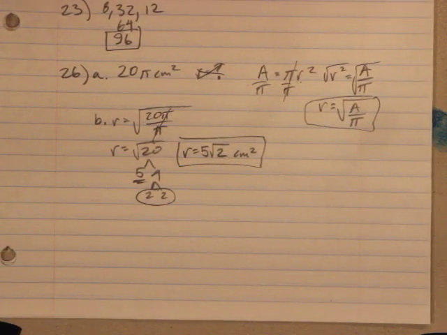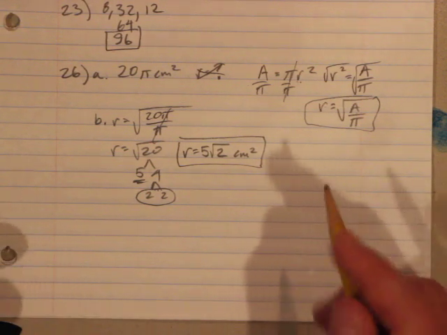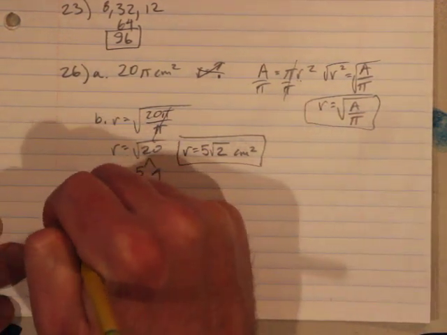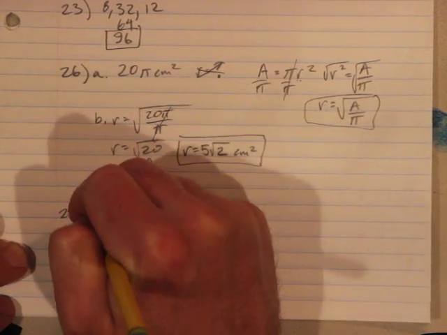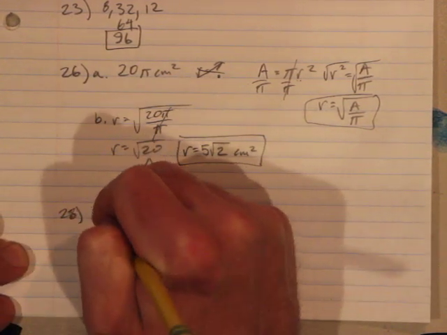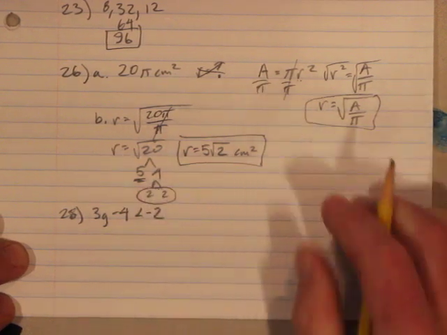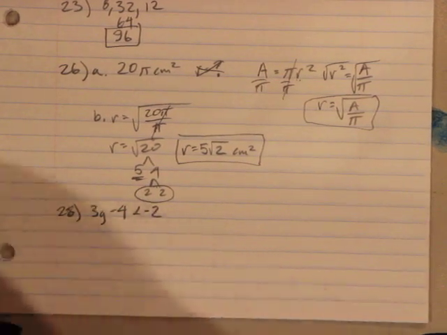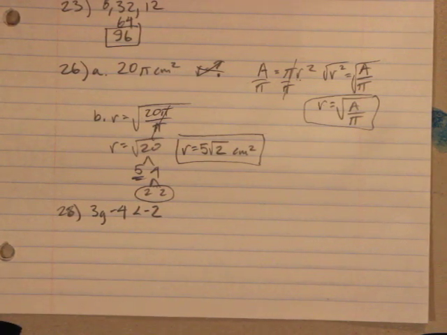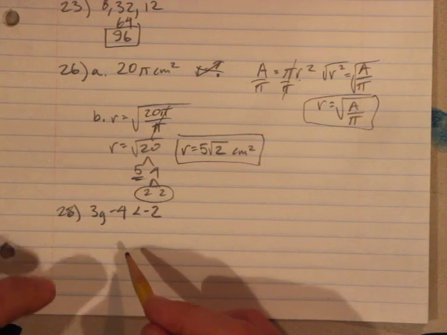And we still have one more to do, number 28. Translate each inequality into a sentence. 28, I've got 3g minus 4 is less than negative 2. In the book, the sample answer is the product of an unknown and 3 minus 4 is less than negative 2. And that's a perfectly fine way to say that.